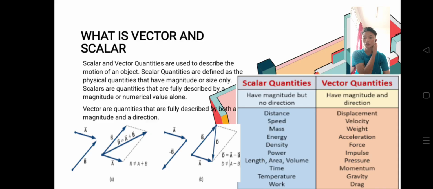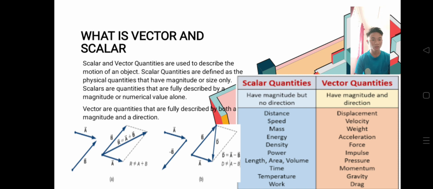First of all, we are going to start with what is vector and scalar. Scalar and vector quantities are used to describe the motion of an object. Scalar quantities are defined as the physical quantities that have magnitude or size only. Scalars are quantities that are fully described by a magnitude or numerical value alone. Vectors are quantities that are fully described by both magnitude and a direction.